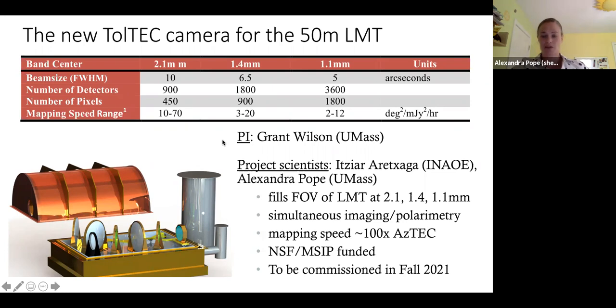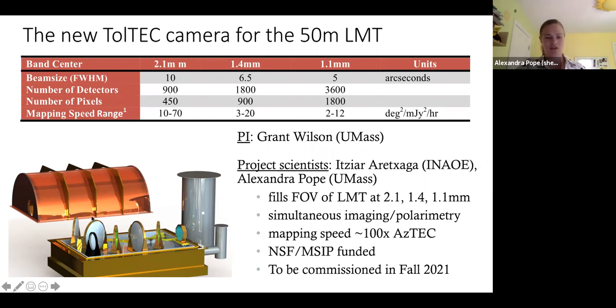So the PI of Toltec is Grant Wilson. He's building it at UMass. I'm a project scientist along with Itziar Saga at Anawi. And so the Toltec is designed to fill the field of view, the 4 arc minute field of view at the LMT. It does simultaneously imaging and polarimetry. The mapping speed is 100 times Aztec, not surprisingly, just with the increased number of pixels alone, but also the sensitivity of the pixels is improved. It was funded by NSF through the MSIP program a few years ago, and we are commissioning it this fall.